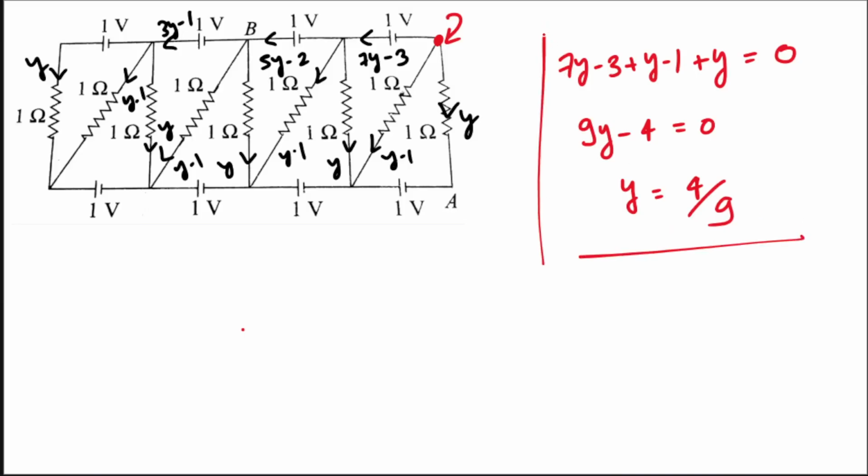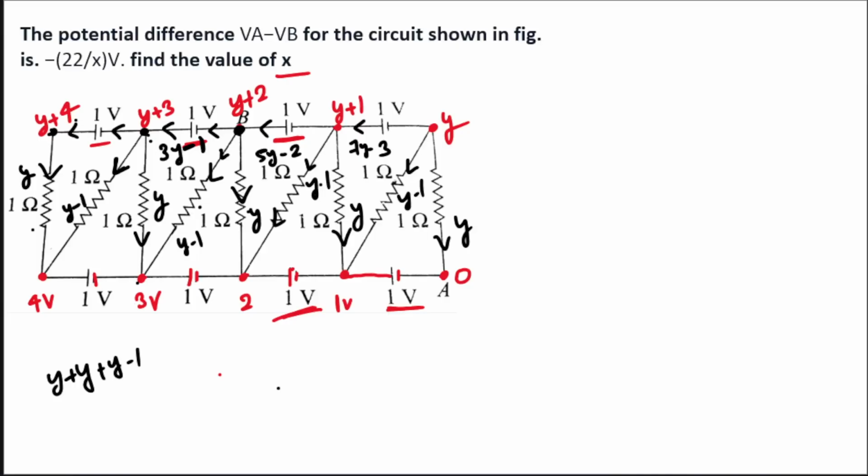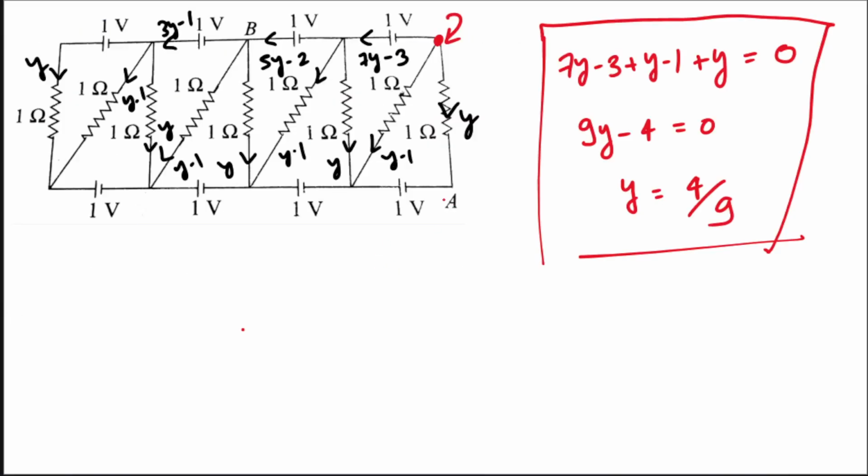Once we know the value of y, we can easily calculate the potential difference between A and B. So we were given VA minus VB, right? Yes. So let us proceed from A. Let us write KVL starting from A and ending at B. So VA, and since we are moving opposite to the direction of current, we need to give plus y.